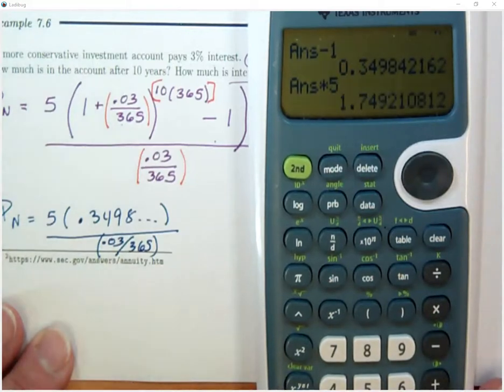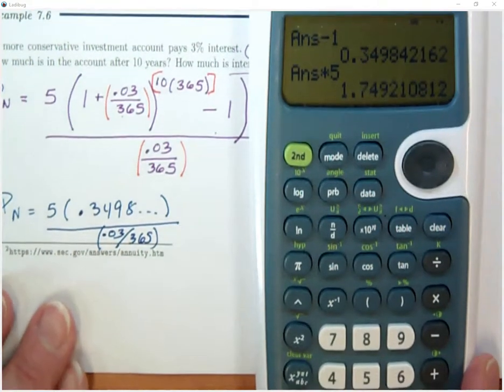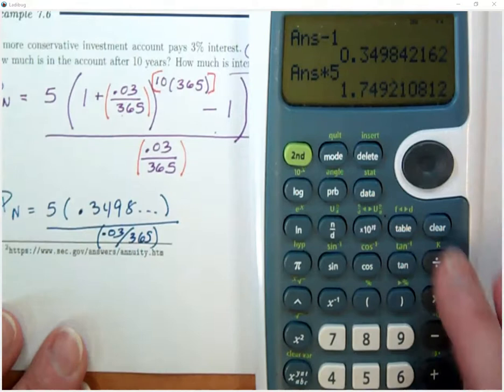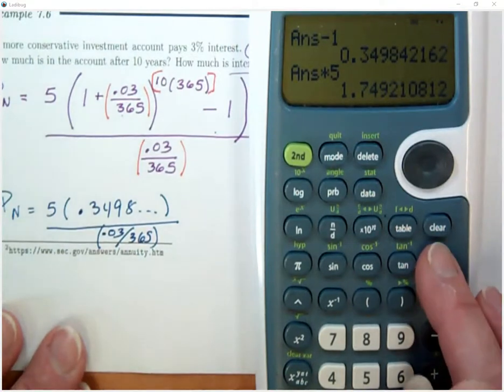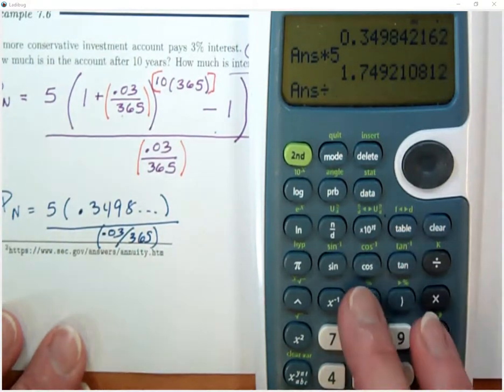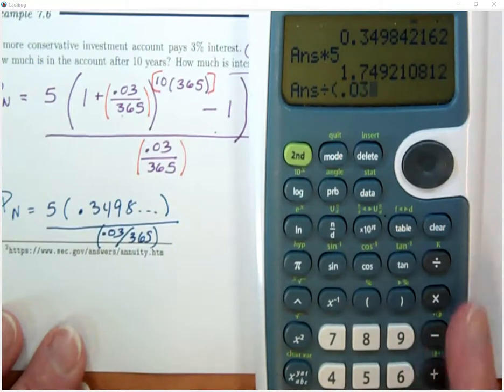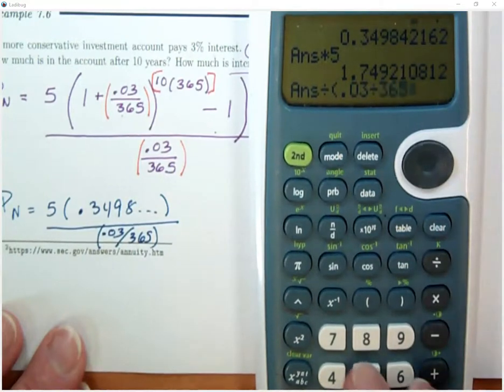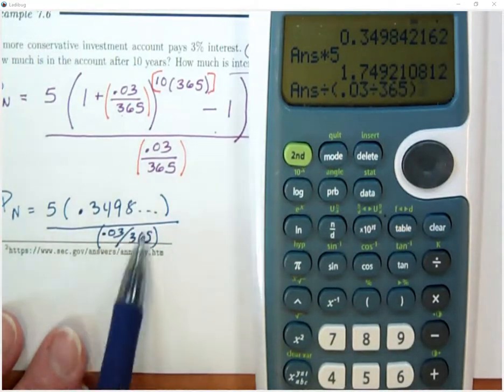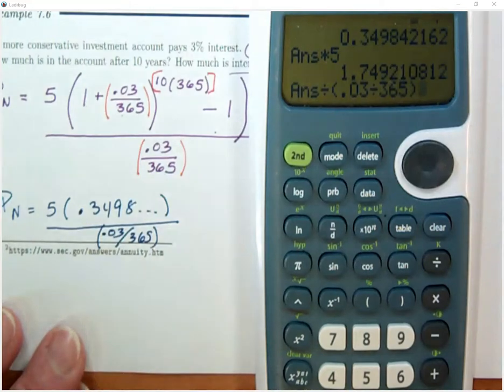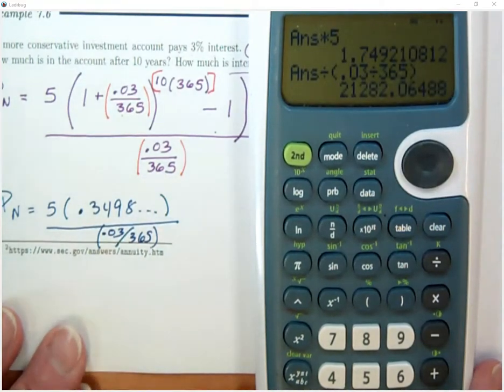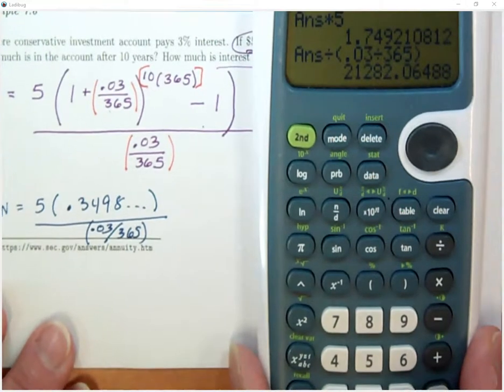And I get 1.7492, so on and so forth. So make sure you're matching up to that. And again, just leave that right in your calculator. And you can then simply hit the divide key and parentheses 0.03 divided by 365. It is really important to enter the parentheses into your calculator, even if you didn't have them written here on the paper. Your calculator does not know necessarily how that should work.